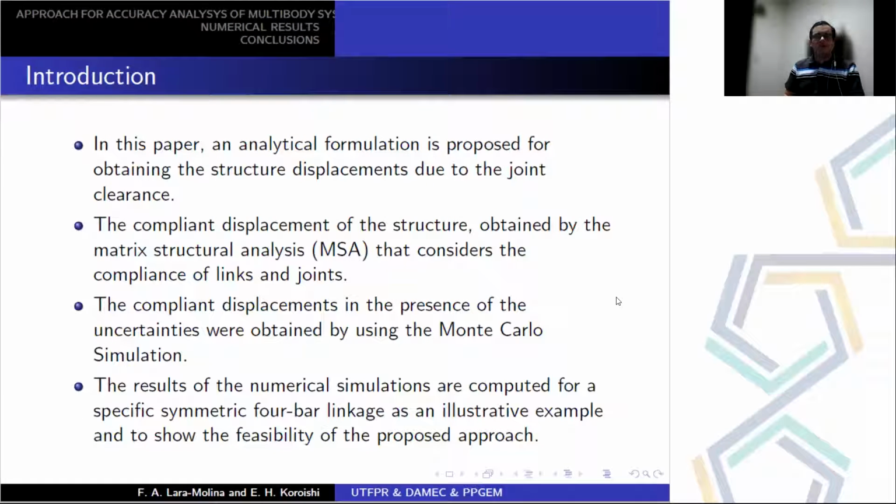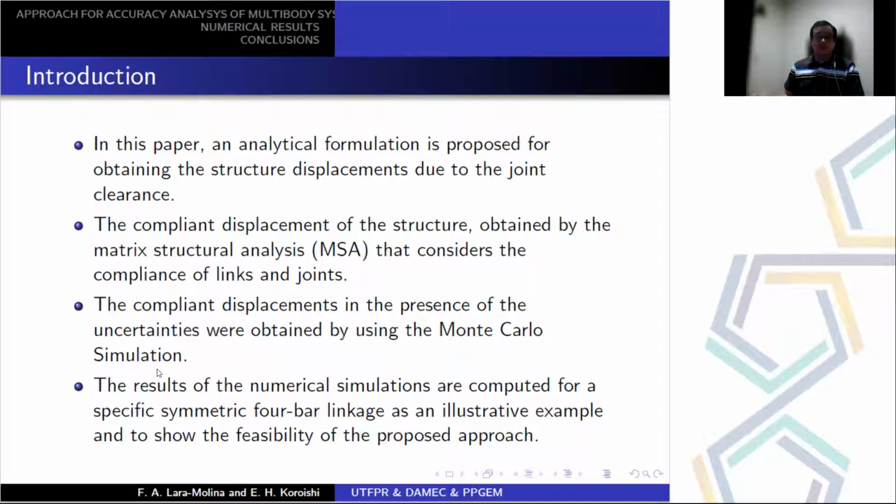In this paper, an analytical formulation is proposed to obtain the structure displacement due to the joint clearances. The compliant displacement of the structure is obtained by the matrix structural analysis, and also the uncertainties that affect the performance of the mechanism were analyzed by using the Monte Carlo simulation.